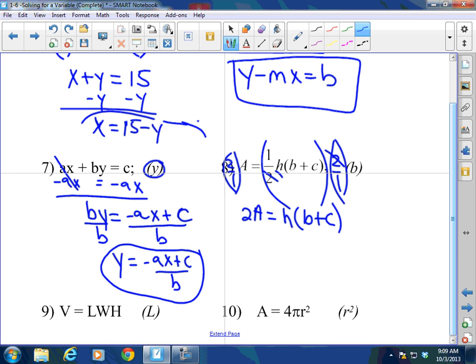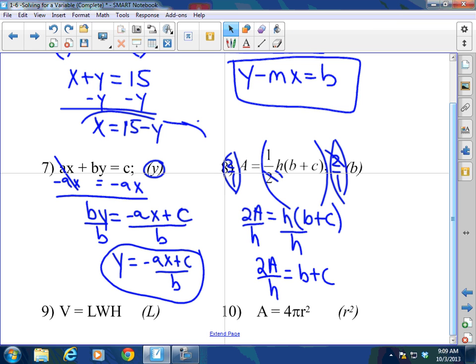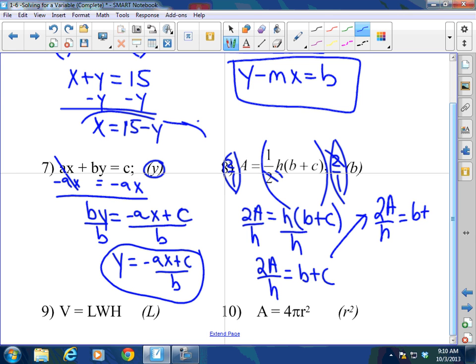What do I need to do now to get that b and c free? Divide h to both sides. Excellent. So 2a over h equals b plus c. What do I do now? Let's come over here. 2a over h equals b plus c.